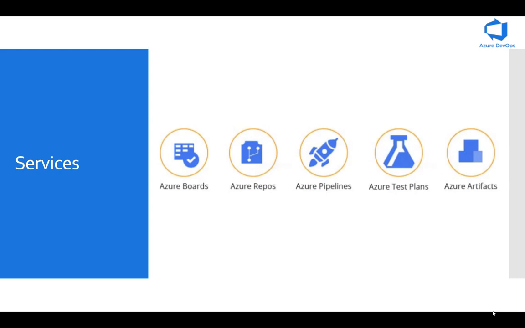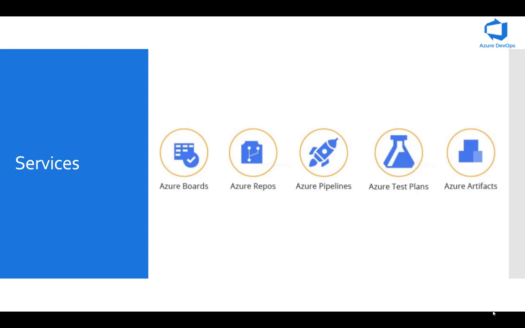Azure Pipelines is basically a combination of CI/CD, or continuous integration and continuous delivery, which you can use to build and test your code automatically and give access to others. You can produce consistent and quality code with CI and CD.